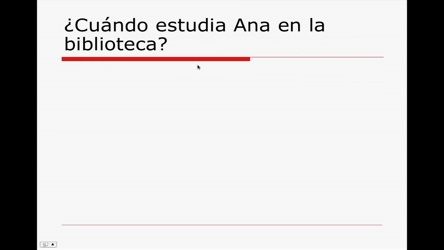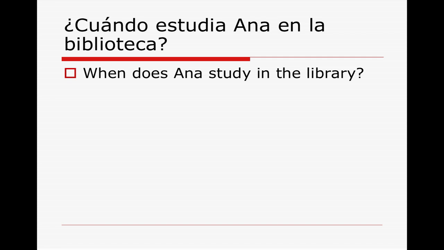¿Cuándo estudia Ana en la biblioteca? This is our next question. And we start again with the question word ¿cuándo?, then the verb estudia, and the subject Ana, and the rest of the question is en la biblioteca. In English, this question means, when does Ana study in the library? Muy bien, let's move on.